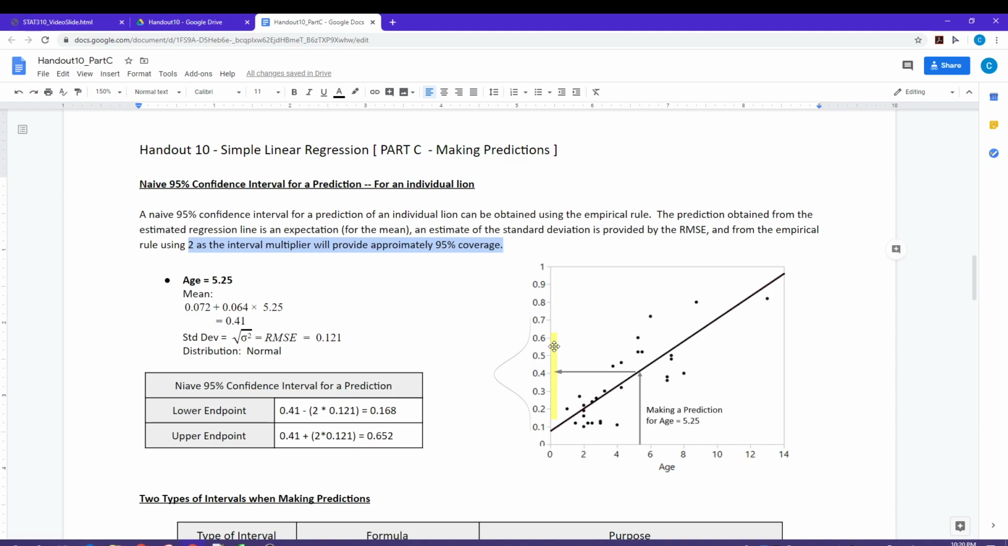So this naive confidence interval, or prediction interval, is just trying to show me how much I can expect this prediction to vary over repeated sampling. Again, if I get a different set of lions, I'm going to end up with a different line. So certainly my prediction is not going to be exactly 0.41 again. And this naive prediction interval gives me a range for what I can expect my prediction to be.